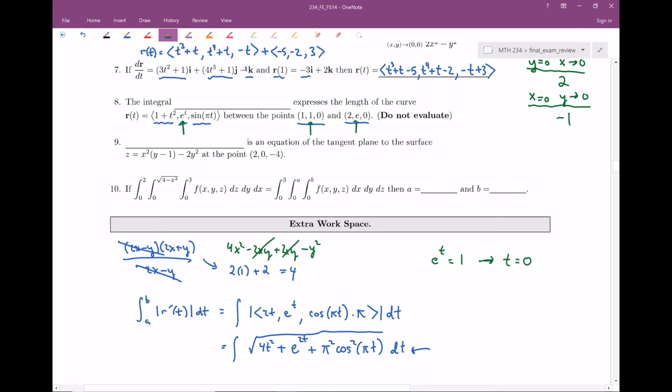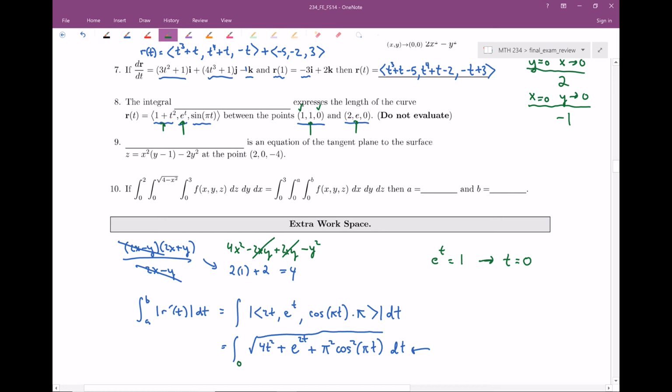Okay, so if I start at t equals 0, I think that would give us 1 in this coordinate. Let's go ahead and check the other coordinates. If I plug in t equals 0 here, I would get out 1. That's good. If I plug in 0 here, I would get out sine of 0, that's 0. Good. So 0 seems to be my starting point. How about my ending point?